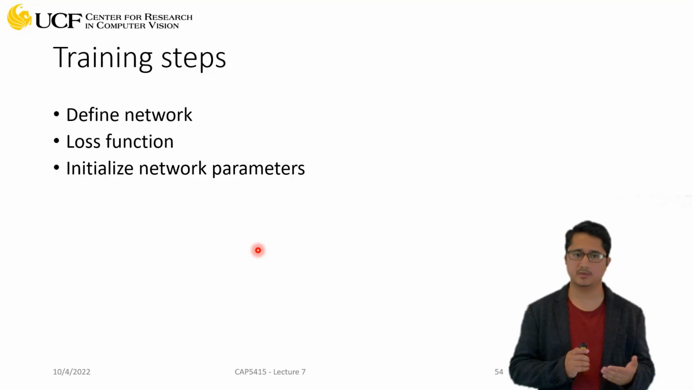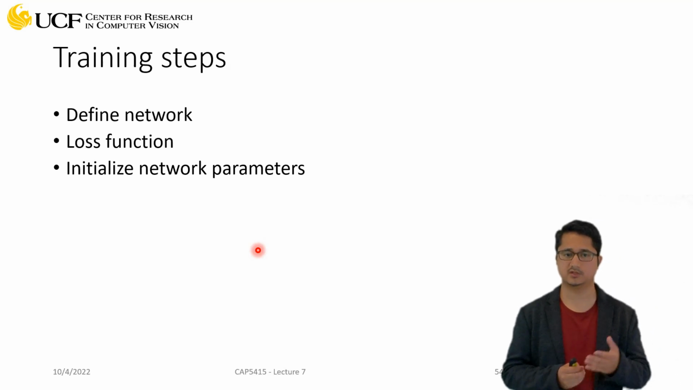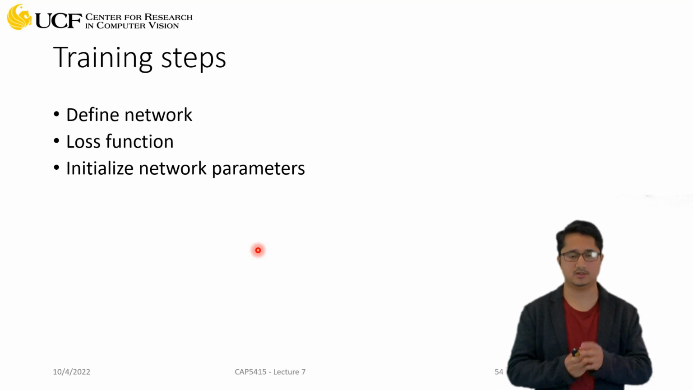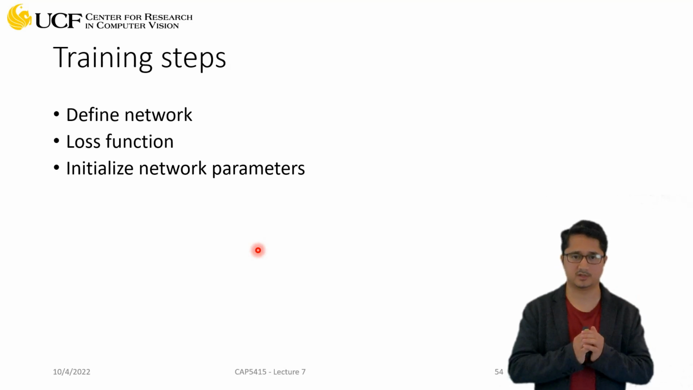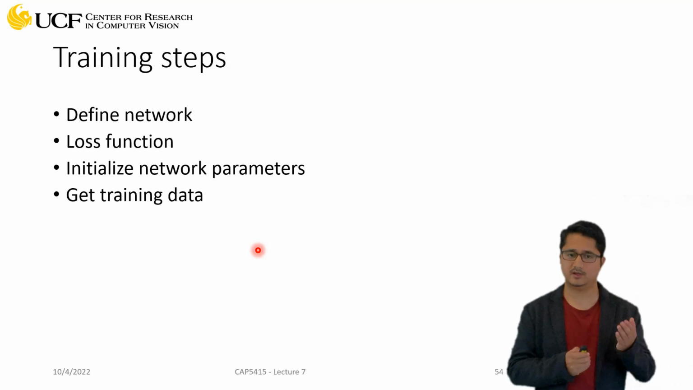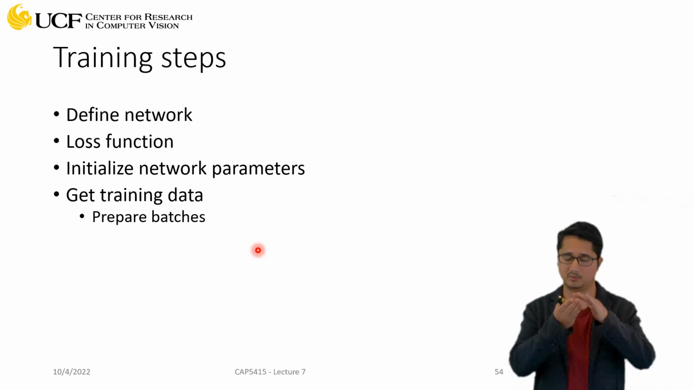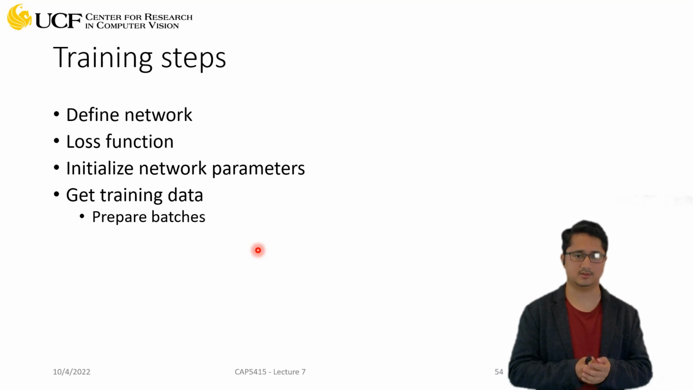Then you will randomly initialize the network parameters. For example, if you have CNN layers, you will randomly initialize those kernels. Okay, so those kernels will have some value. Then you will have the training data. And with that training data, the steps which we discussed earlier, you will randomly shuffle it. You want it to be like stochastic.